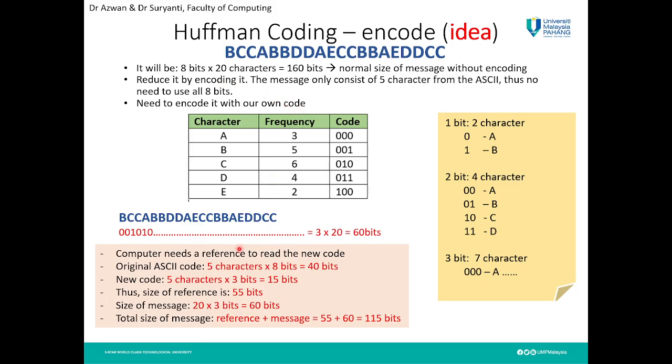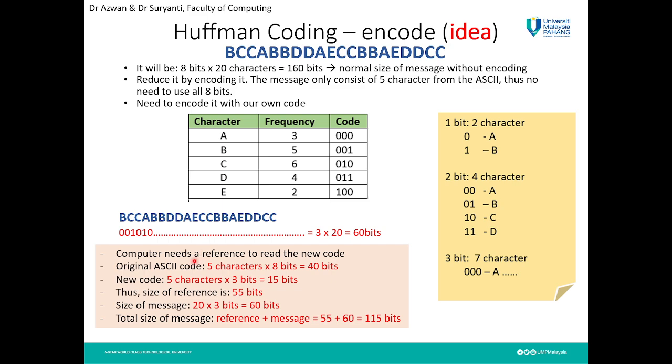We need to provide a reference to read the new code. What is the aim of this reference? Reference means that we give the receiver a reference on how to read our code. It is similar to when you want to introduce yourself to somebody, you need to give some reference, by saying, oh, I'm from UMP, something like that. So when we create our own code, we need a reference to let the receiver read the new code.